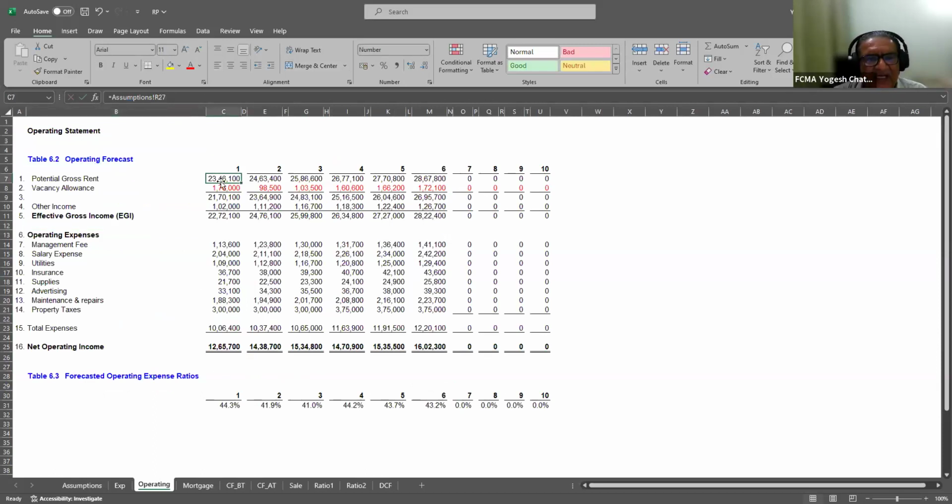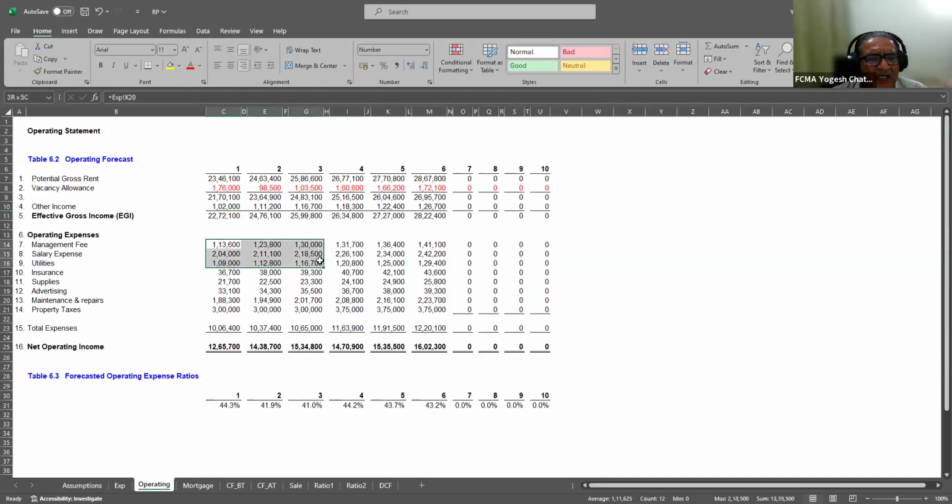So this is my year-wise potential rental income. And from that I have reduced the vacancy allowance. So that is my net income, and I have added to that my other income. So that is my effective gross income in a residential, commercial, or real property project. The effective gross income is a very important and critical metric.